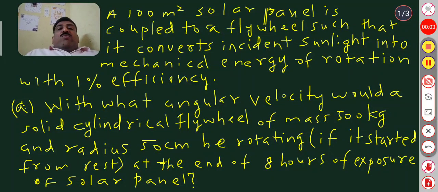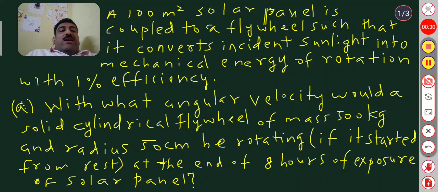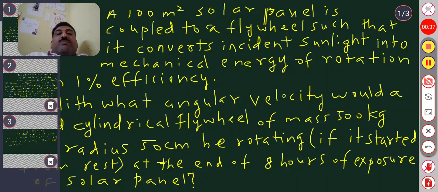So in this video we are going to see this problem. A 100 meter square of solar panel is coupled to a flywheel such that it converts the incident sunlight into mechanical energy of rotation with a 1% efficiency. With what angular velocity would a solid cylindrical flywheel of mass 500 kg and radius 50 centimeter be rotating if it starts from rest at the end of 8 hours of exposure of a solar panel?